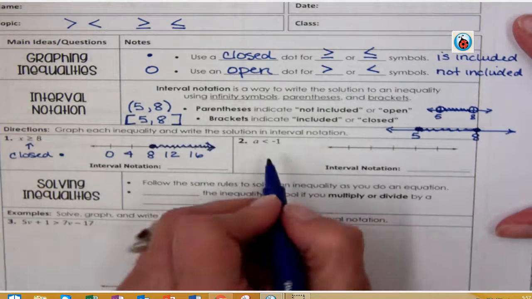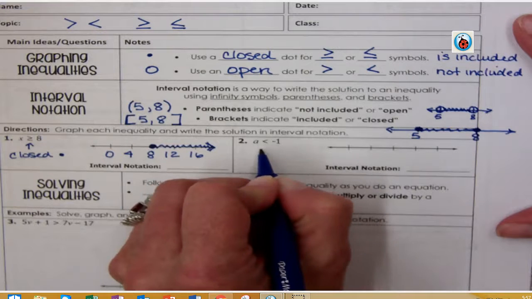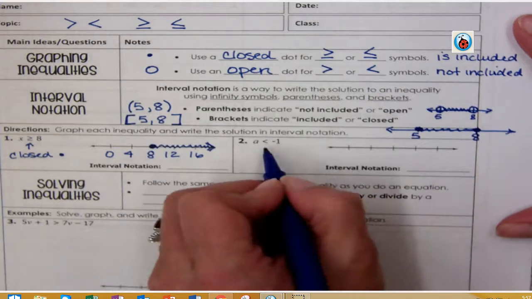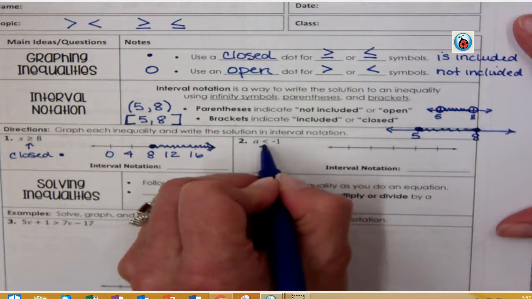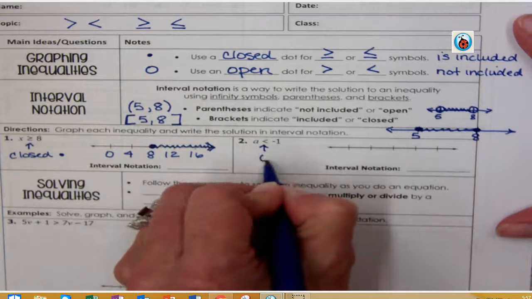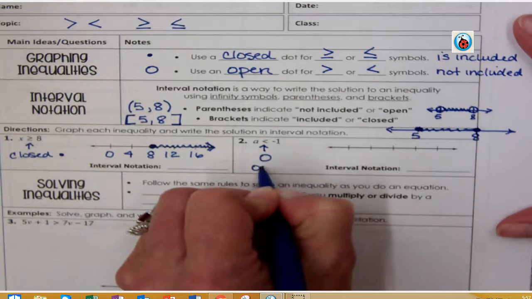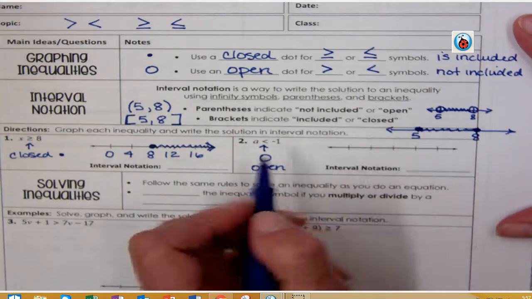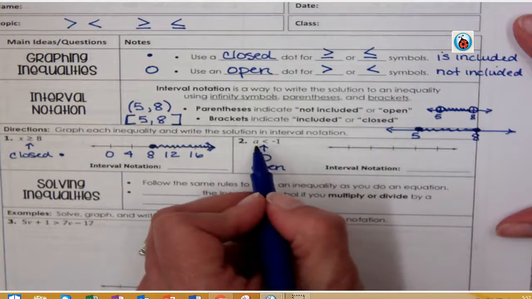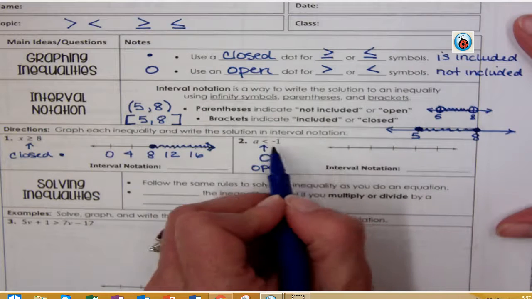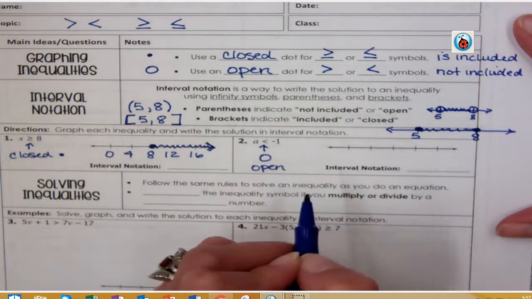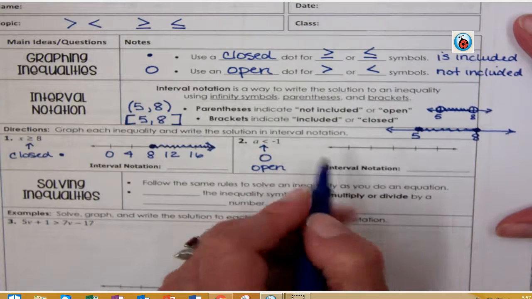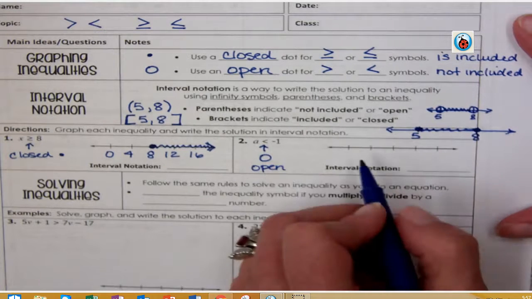Here we've got a is less than -1. Since it's not greater than or equal to, we're going to use an open dot. That means that if a was -1, -1 is not less than -1. It's equal to it, but it's not less than it. So that would not make that statement true.